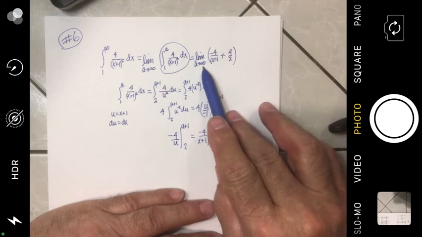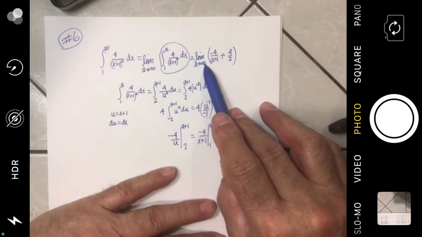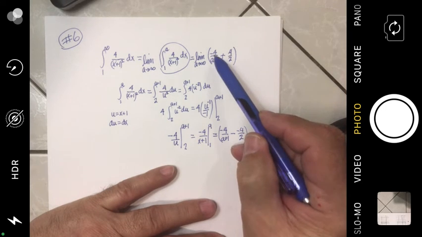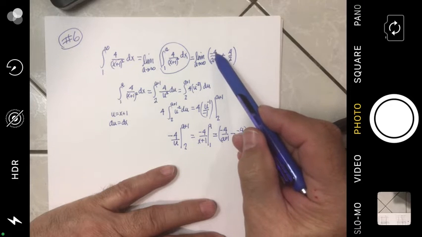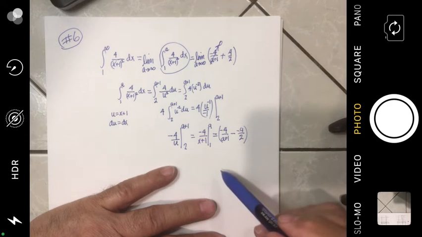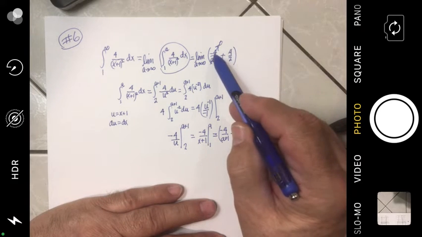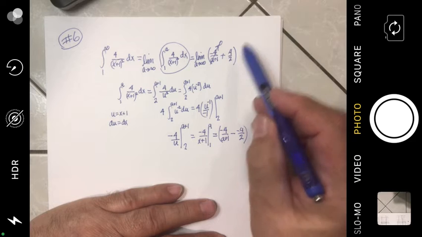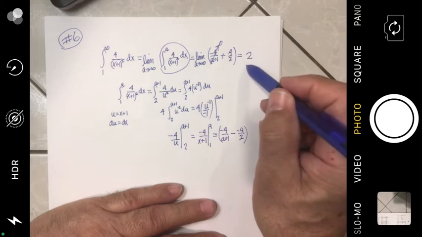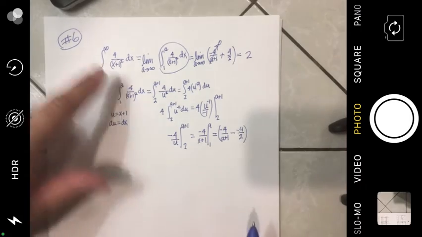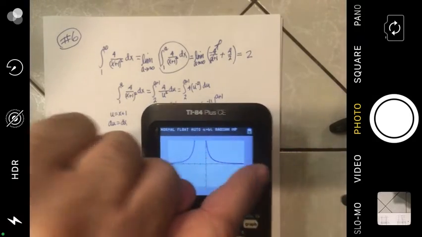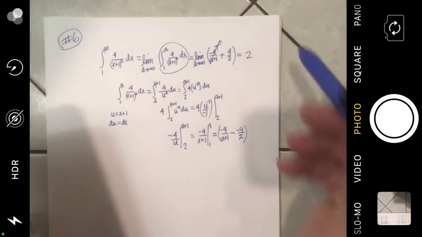And now I've got to look at this. What happens as a goes to infinity? Well, this denominator would get really big, but when the denominator of a fraction gets really big, the fraction gets really small and approaches 0. And so this goes to 0, and this stays 4 over 2, or 2. And so this one would converge to a value of 2. The area under this curve that I had here, from 1 to infinity, adds up to be 2.